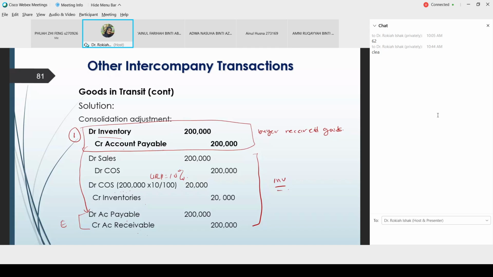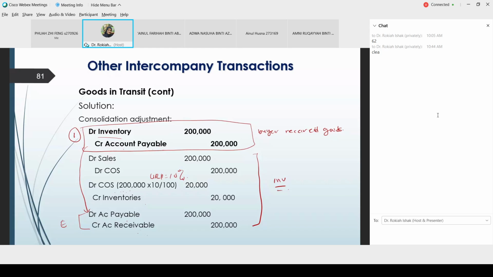This is goods in transit. Goods in transit means that until the financial year end, the buyer has not received the goods yet. So they are going to increase the elements of the URP. Any questions that you have for goods in transit?